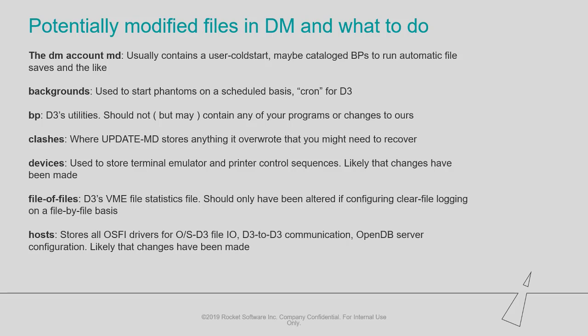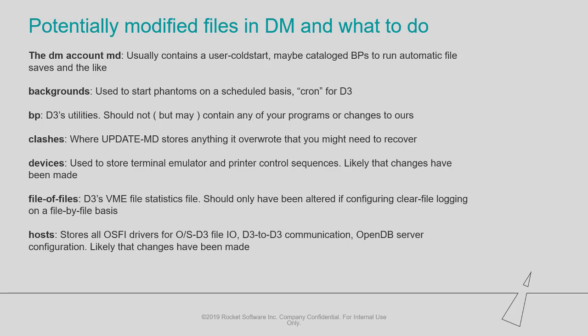The devices file. This is used to store terminal emulator and printer control sequences. It's likely that changes have been made, especially in the laser or WinGDI printer area. And you'll need to look for differences and selectively copy with an override option. The file of files. This is the D3 VME's file statistics file.